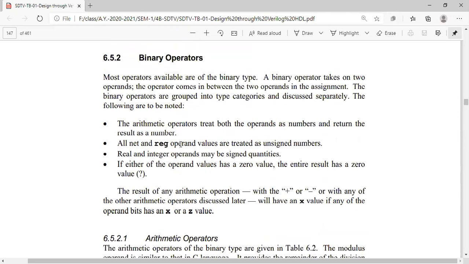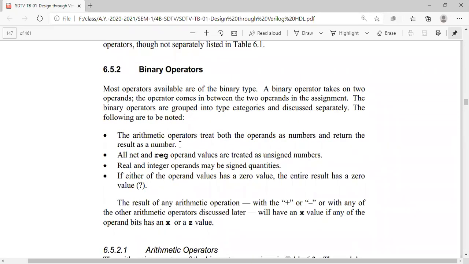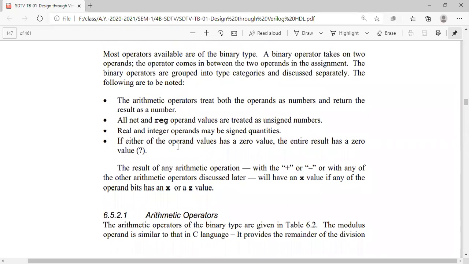So in the binary operators, we have different types of groups. The first group is generally the arithmetic operators. Okay, arithmetic operators.